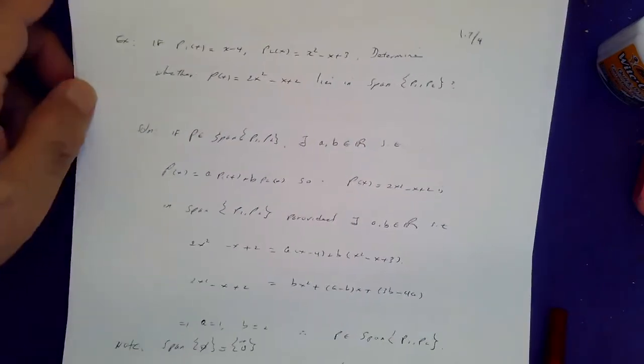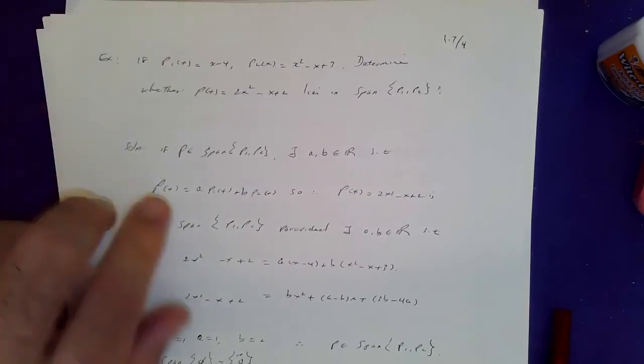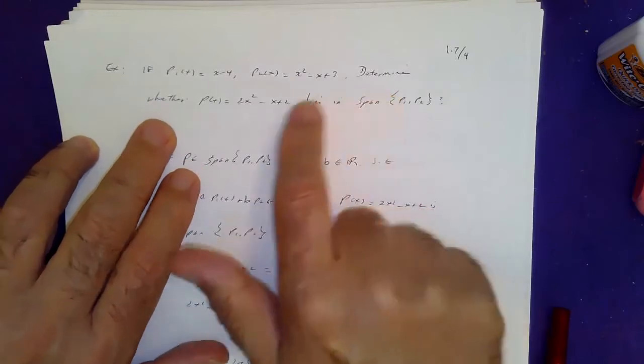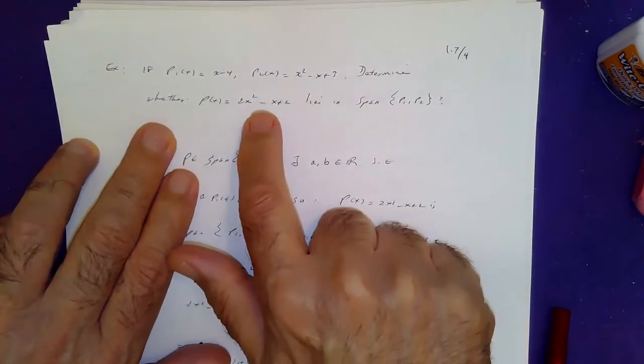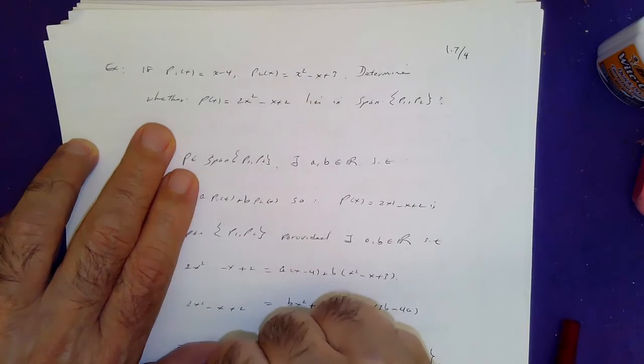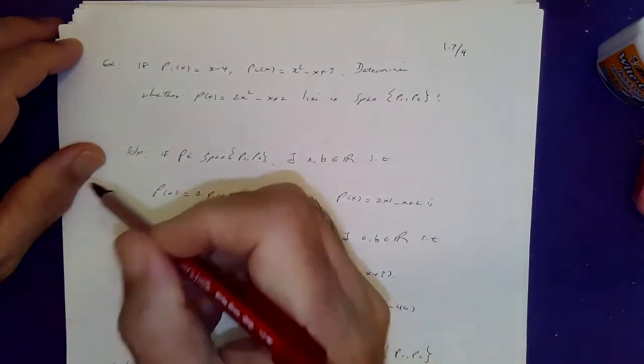The next question is, what if we have polynomials? In other words, what if we got these two polynomials? The question is, determine whether or not this third polynomial lies in the spanning set of these two. So what does that mean? So the solution is as follows.